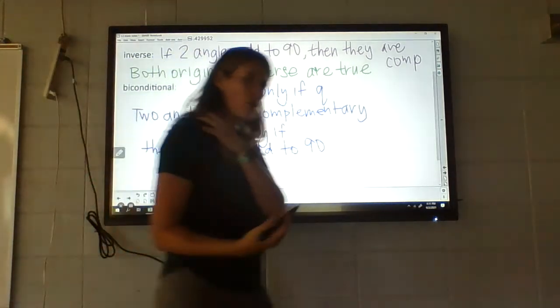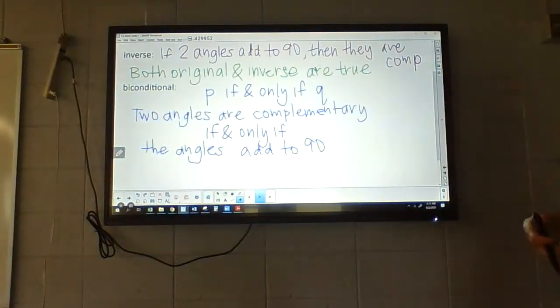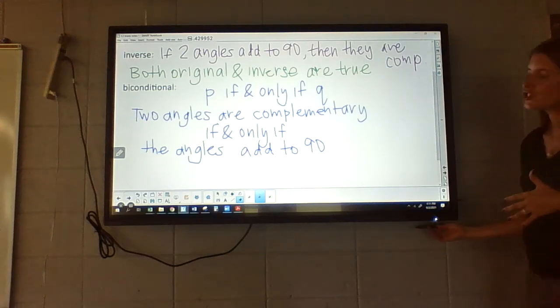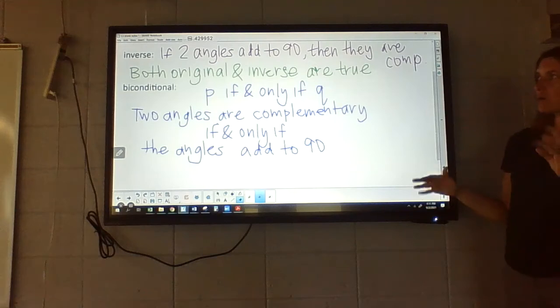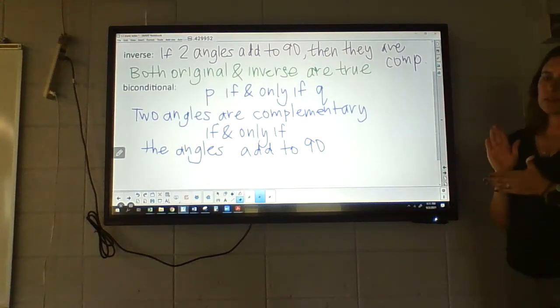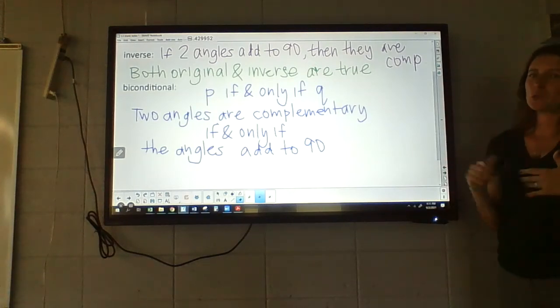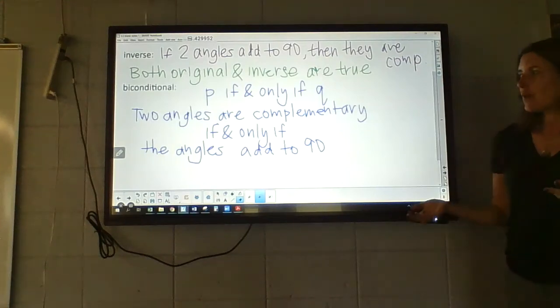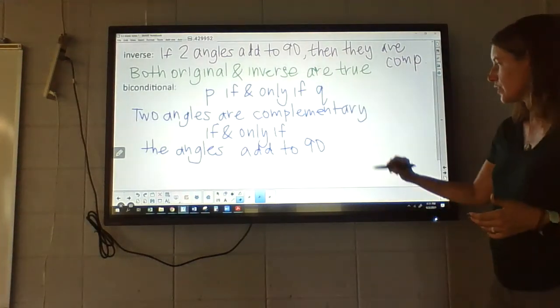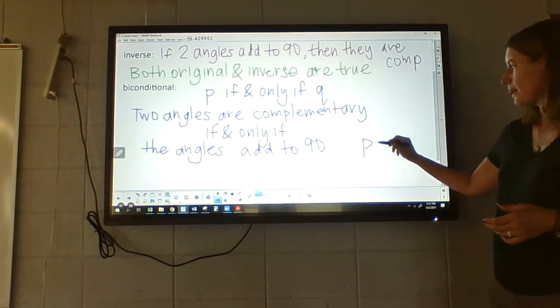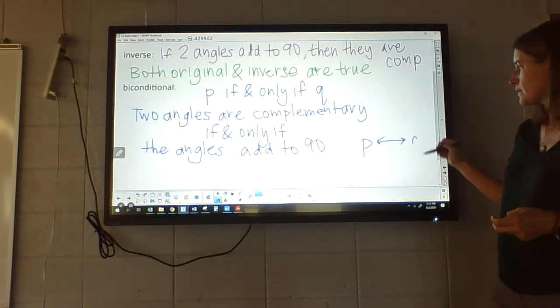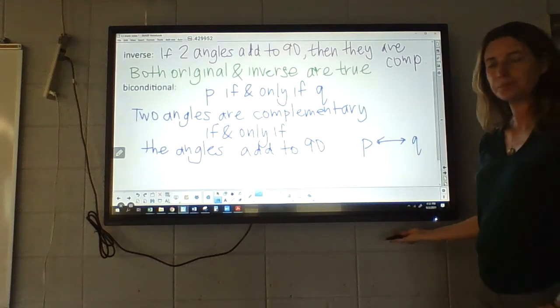Like I said, this was always a tough question on a test or a quiz for geometry. For whatever reason, they were confused about the idea. So this is the only case when both the original and the inverse are true. So we couldn't do this with the monkey problem. It basically means that the P and Q go both ways. So it goes back and forth.